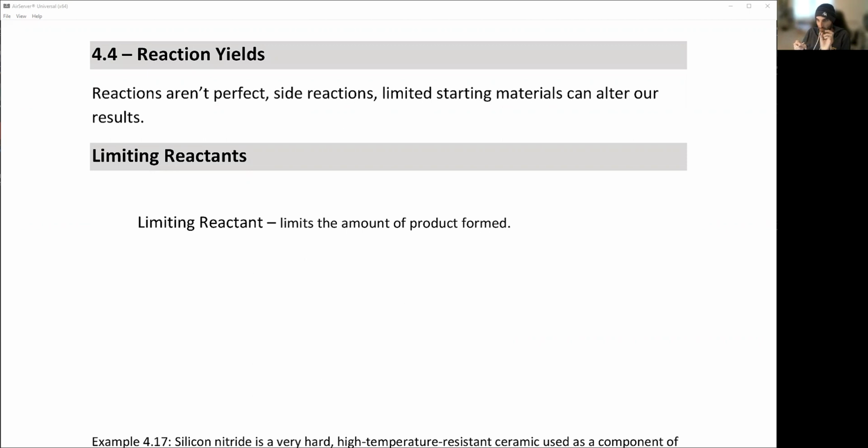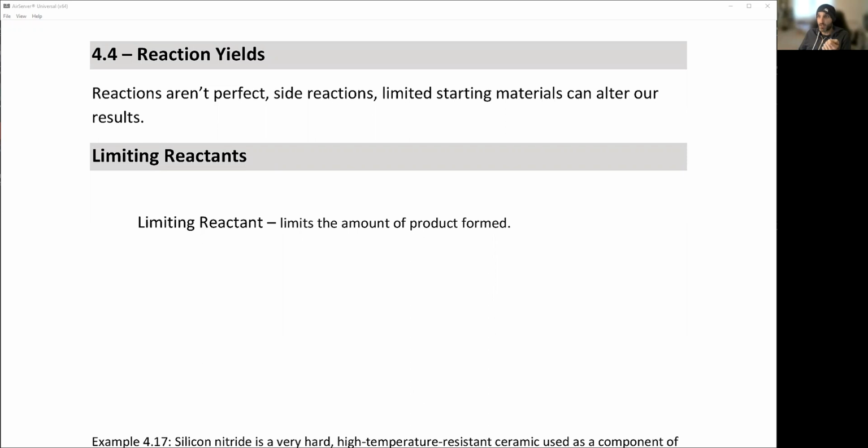So if I want to make 7 portions of my toffee, I know exactly how many ingredients I'm going to need. If I only have 4 sticks of butter, I know exactly how much product I can make. But reactions are not perfect.